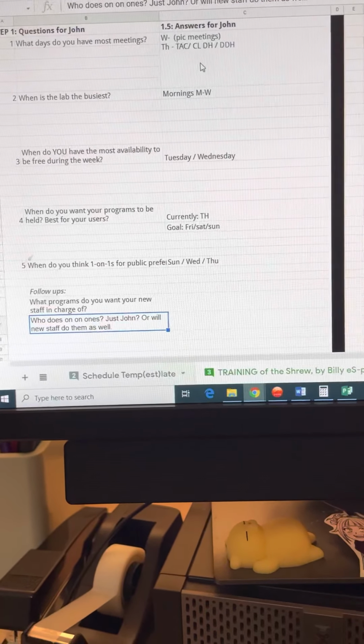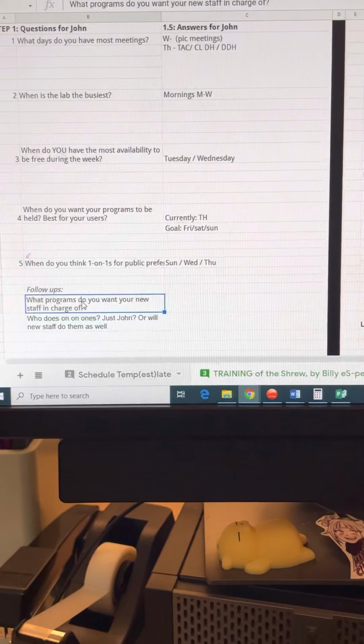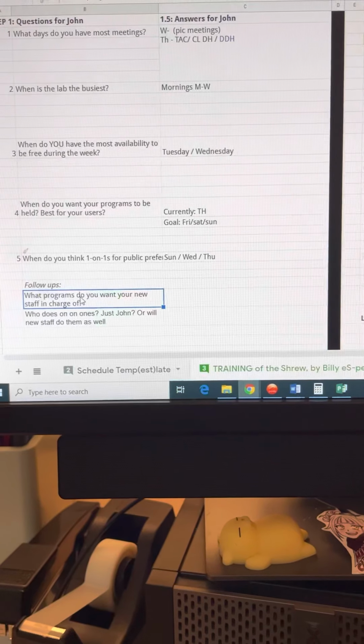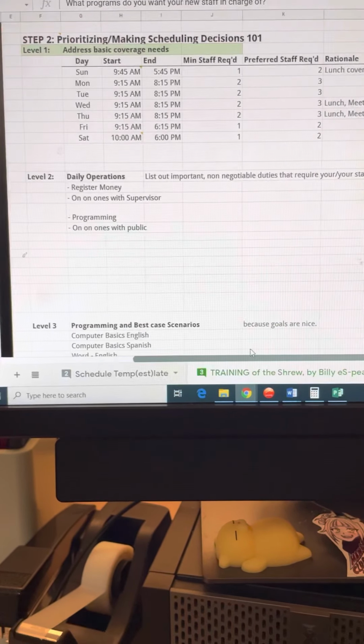Okay, anyways. And then what programs do you want your new staff to be in charge of? I think that's important too, because you'll only be able to offer certain things off of days that they work, right? Obviously. So we'll scroll over to step 2. This is kind of some pre-work.